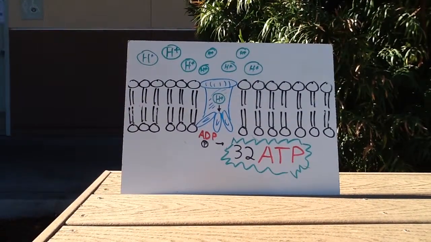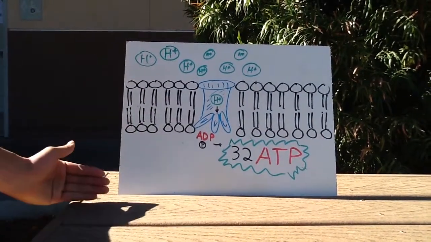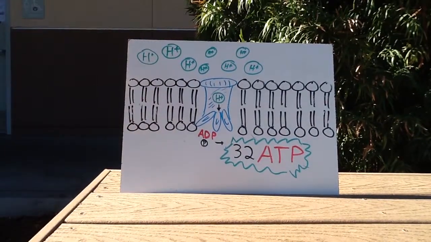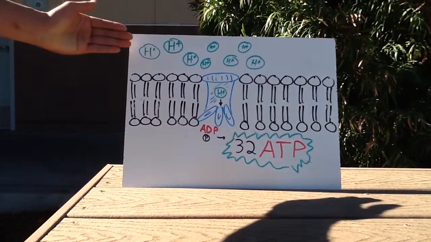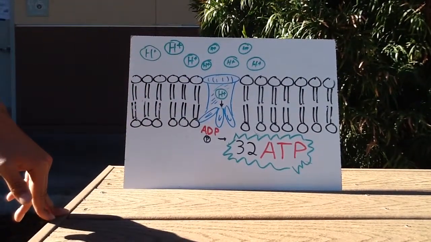Now that there is a higher concentration of hydrogen ions outside the cell than there is inside the cell, the hydrogen ions want to diffuse back into the mitochondria. They do this with the help of ATP synthase. And the movement of these hydrogen ions into the mitochondria is an example of chemiosmosis.